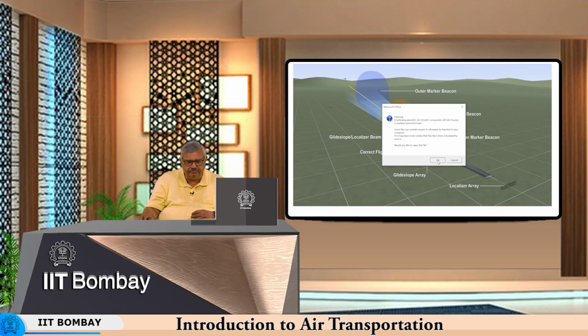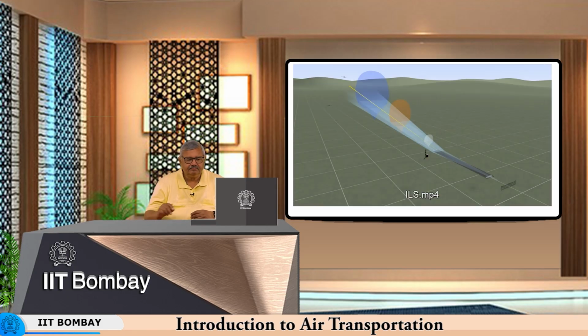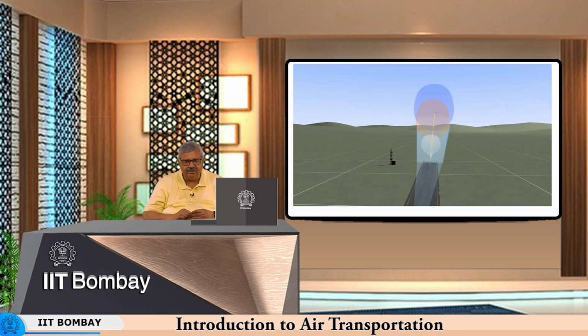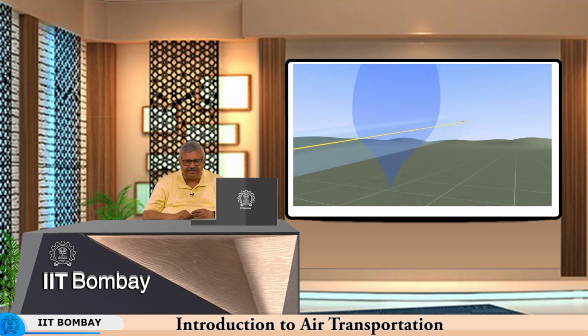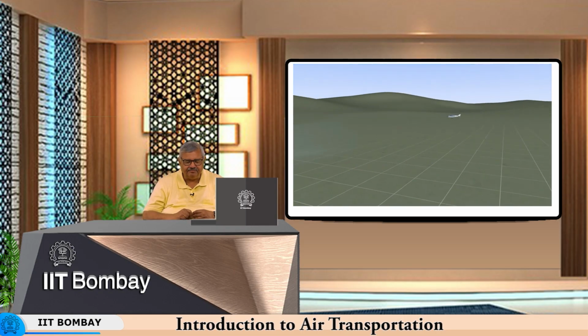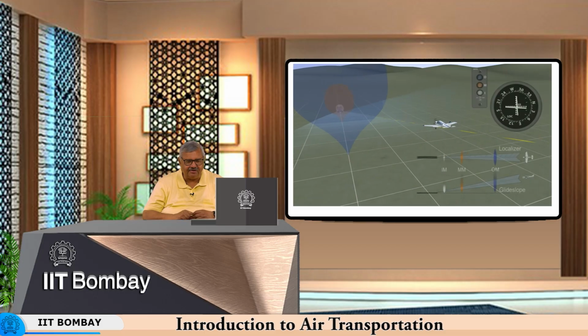Okay, so, here we go. So, you can see the aircraft is approaching. Right now it is above the glide slope. The yellow line is the correct glide slope. So, let us have a look at what kind of indication the pilot gets in the cockpit. So, at the moment you are correctly on the glide slope.